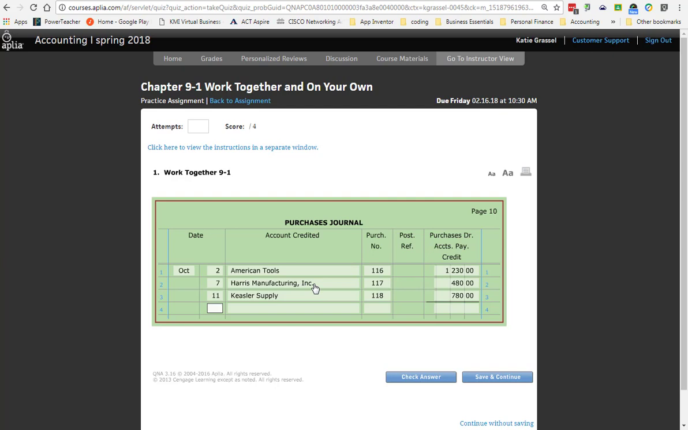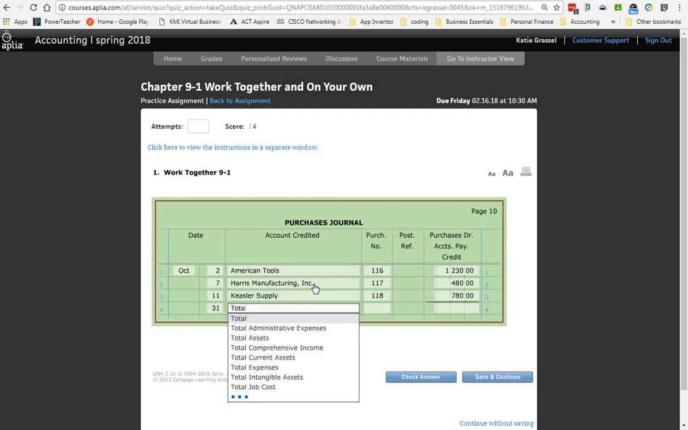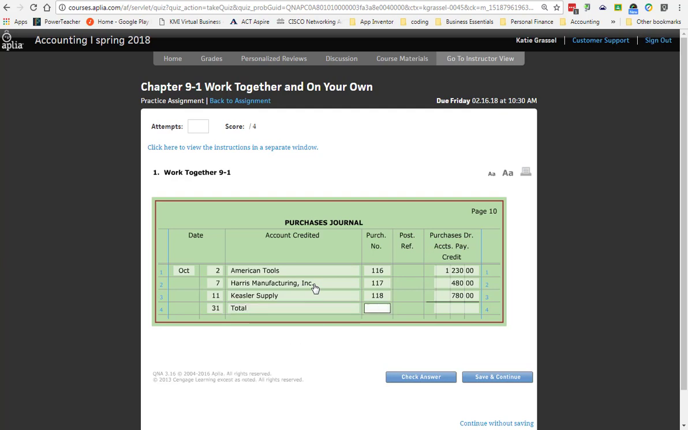Now, the last direction says total and rule the purchases journal. So how many days are in October? 31. So I have to put the last day of the month. Now, am I going to write total or totals? Total, because there is only one number. I don't put anything in my purchases number. You take out your handy dandy calculator. I got 2,490. Does anyone concur?